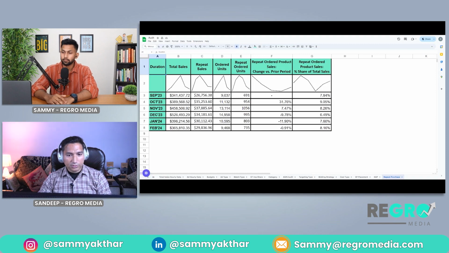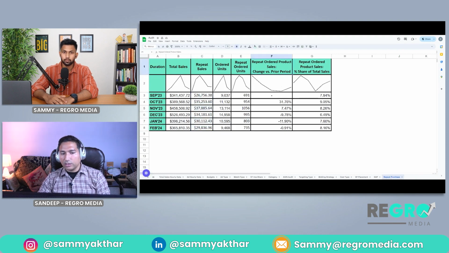Sure, I'll share my screen again. So what we are looking at right now is repeat purchase. Let me zoom it so that it's big enough for us to see. Now, we basically looked at the last 3 months, so September 23 onwards to February 24, and we can see the total sales. So on an average, I would say it is about 400 to 450K. The repeat sales out of it, we can see, is about 30,000. Okay, so about 30,000 is the repeat purchase.